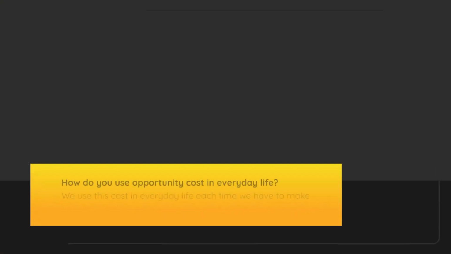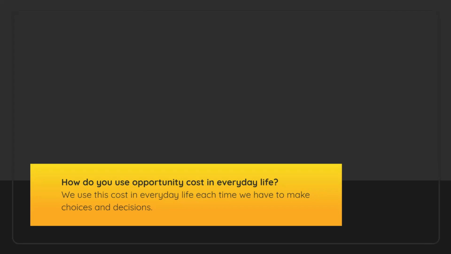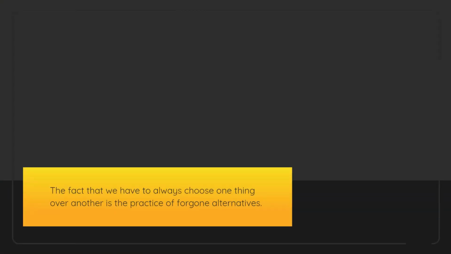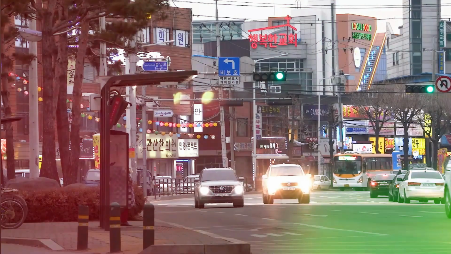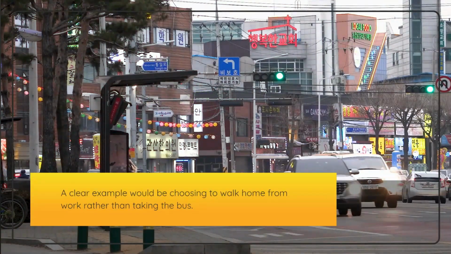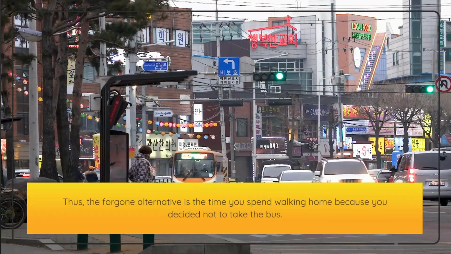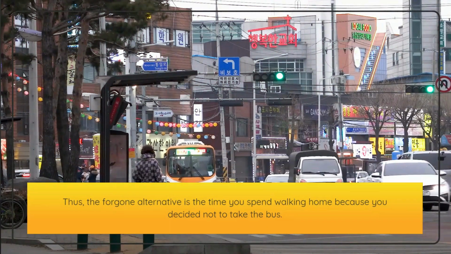Facts. How do you use opportunity cost in everyday life? We use this cost in everyday life each time we have to make choices and decisions. The fact that we have to always choose one thing over another is the practice of forgone alternatives. As a result, this cost can influence to a great extent vast aspects of our lives, from family life to diet, health, finances, career, and so on. A clear example would be choosing to walk home from work rather than taking the bus. Thus, the forgone alternative is the time you spend walking home because you decided not to take the bus.